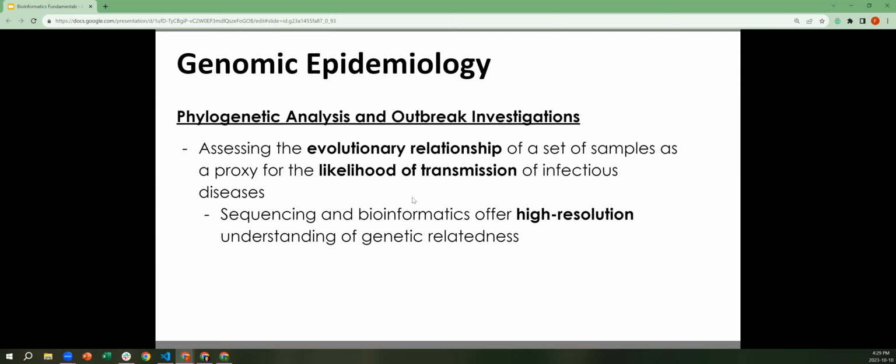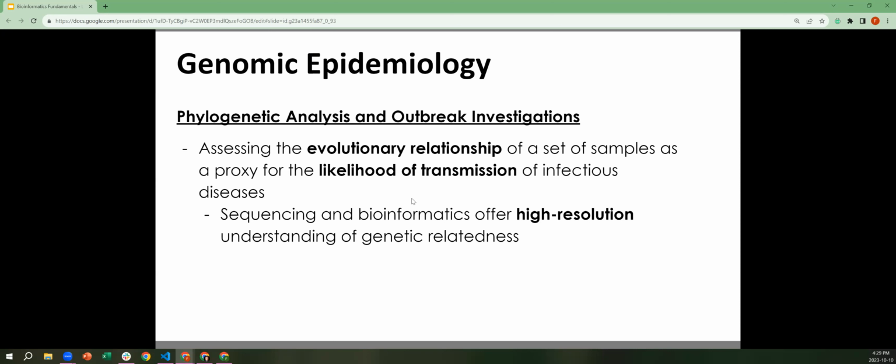from the accrual of new SNPs over time, new single nucleotide polymorphisms in the genomes over time. So sequencing allows this high resolution understanding of the genetic relatedness, though it is not to be misunderstood. This is not a replacement for traditional epidemiological techniques. It is something to be added to the traditional epidemiological techniques.